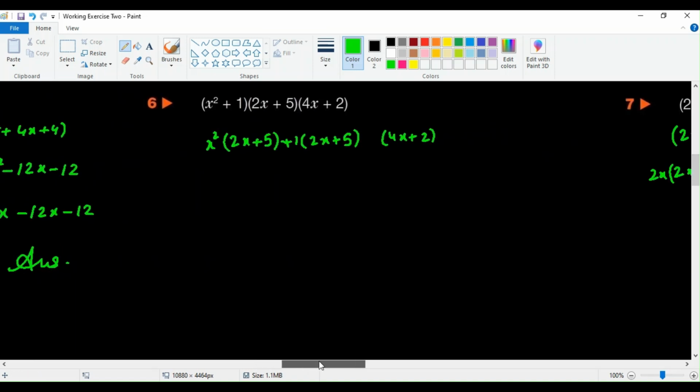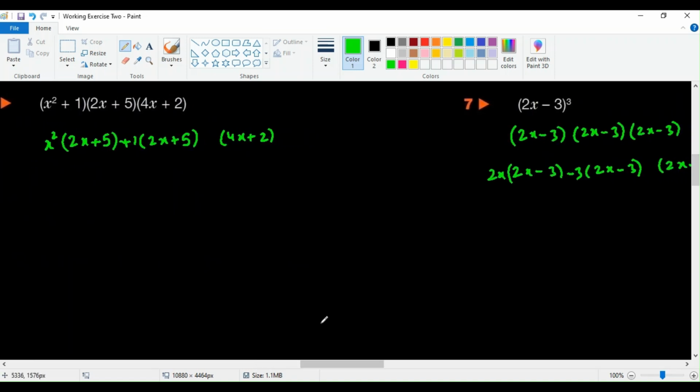Now comes question number 6. In here, 2x plus 5 is going to multiply first by x squared and second by plus 1, and then later by 4x plus 2. Now, as a conclusion, this gives us 2x cubed and plus 5x squared. Then it gives us 2x plus 5. We are going to first simplify this, and then we will multiply by 4x plus 2. Now it gives us 2x cubed and plus 5x squared plus 2x.